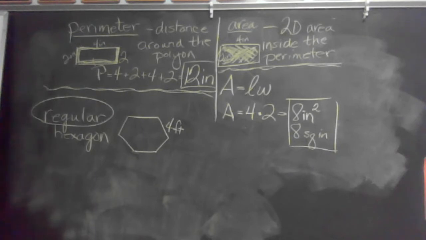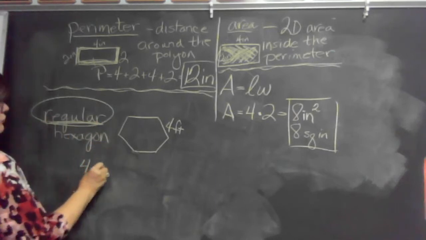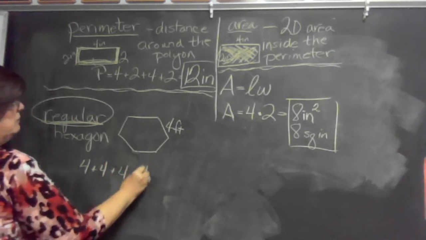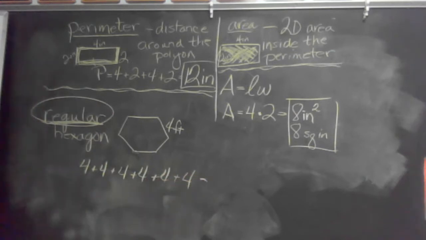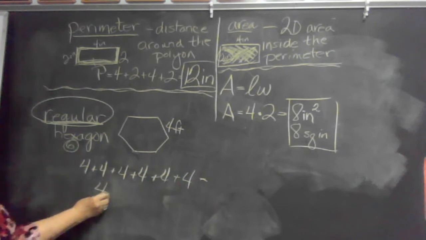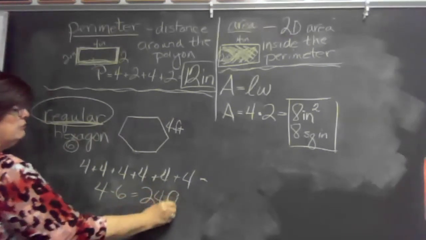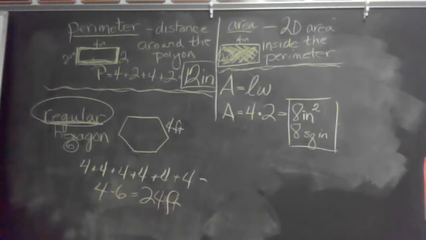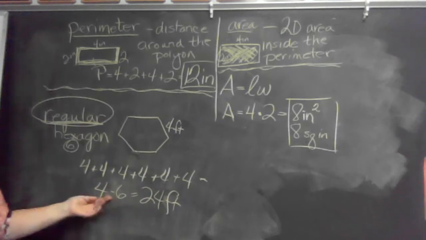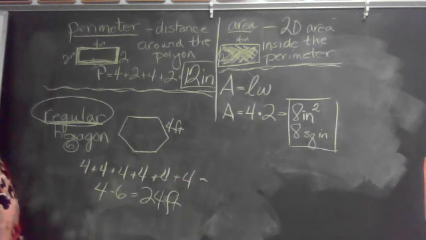So since it's regular, you can do 4 plus 4 plus 4 plus 4 plus 4 plus 4. Or because it's regular and it has 6 sides, you take 4 times 6. That's going to be 24 feet. Remember that perimeter doesn't have a squared and it doesn't have a cubed. So when you have a regular polygon, you can just multiply. Or if you feel better about adding, that doesn't present a problem at all.